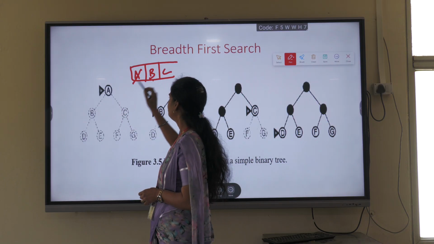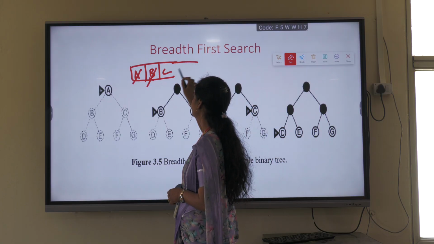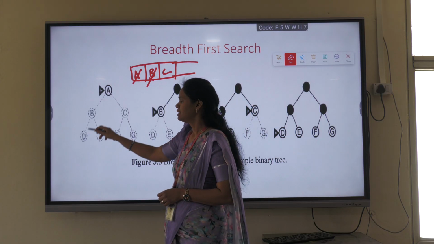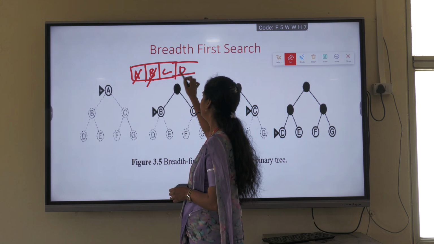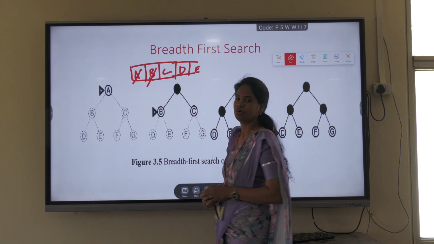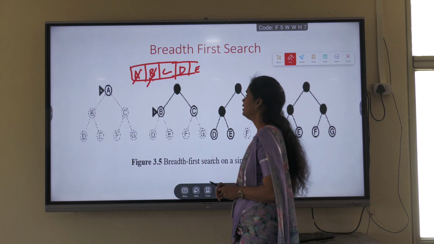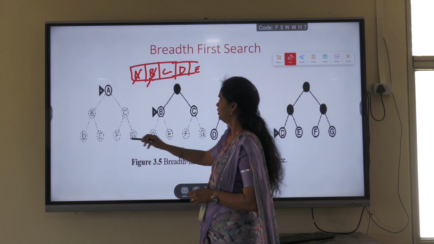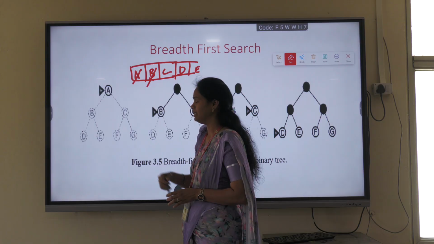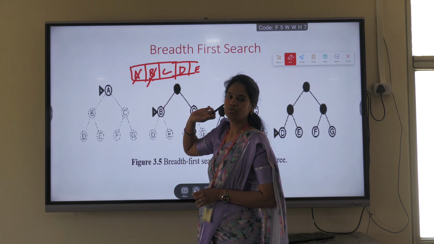When it visited B, that will be removed from the fringe, right? And it started exploring its successor nodes. What are the successor nodes? The successor nodes are D and E, and D and E are going to be added to the back of the fringe, right? So now what happens is, after D and E, what is there in the queue is C.